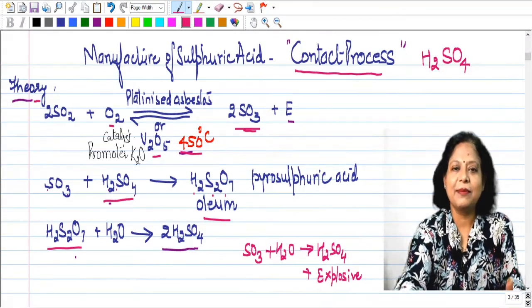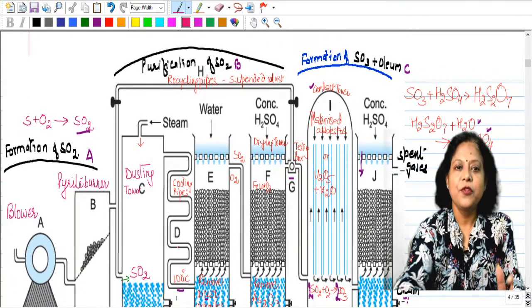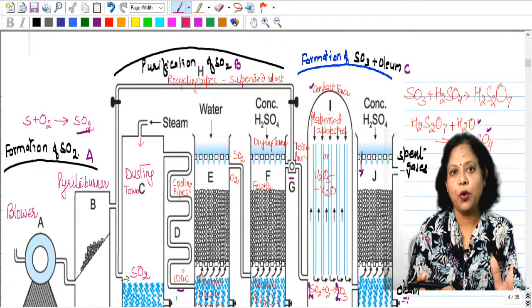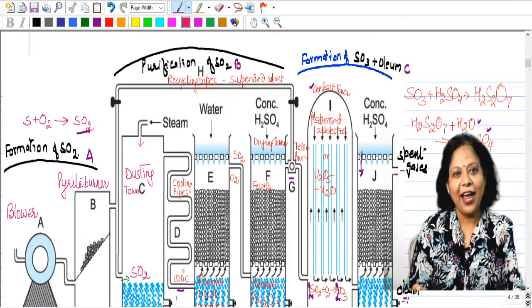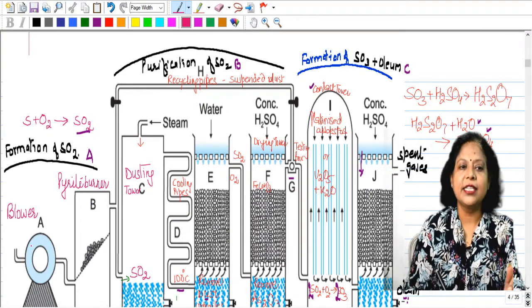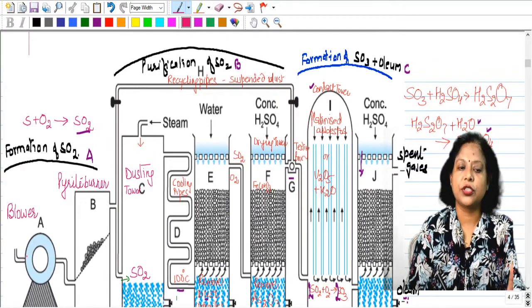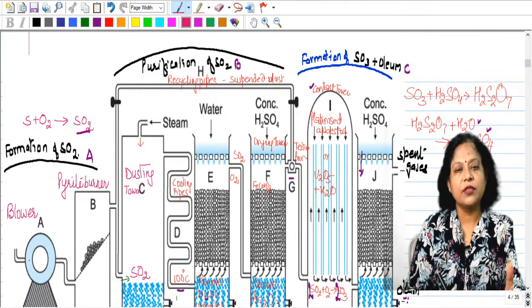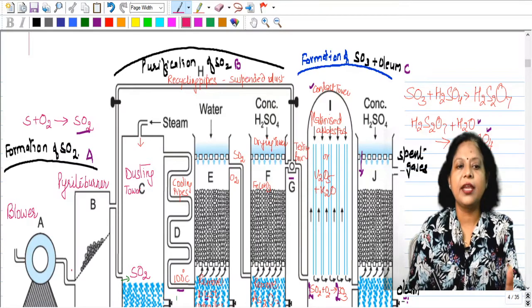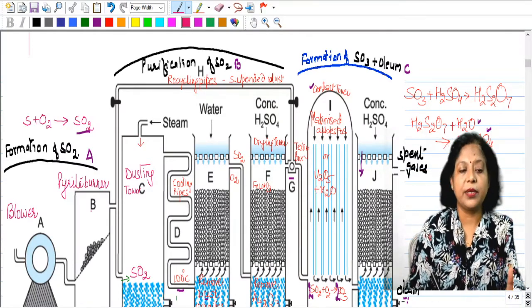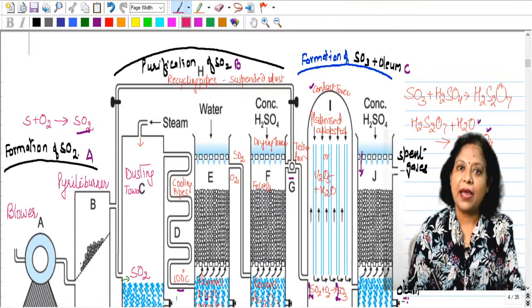Now let's see the plant. So imagine, children, you are in the contact process plant. Now when we enter, you will find there is a blower. From the blower there is oxygen. This oxygen with the help of the blower is entering into a pyrite burner. In this pyrite burner block, we take the pyrite ore.